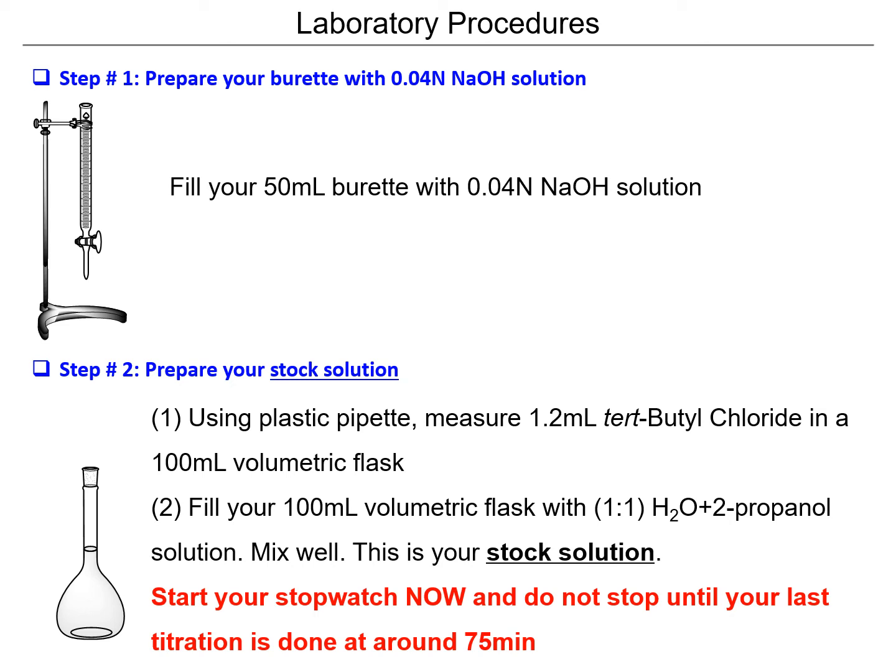Makes it much easier. So once you've got the 1.2 milliliters of terbium chloride in your volumetric flask, you're going to fill it up to the mark with another solution that would have been made. It's basically a water alcohol mixture, 1-to-1 ratio of deionized water and 2-propanol. So that's basically the stock solution that would have been prepared ahead of time. You would have mixed it in your own specific volumetric flask, and mix it well, and then let it set and everything happen nice and easy.